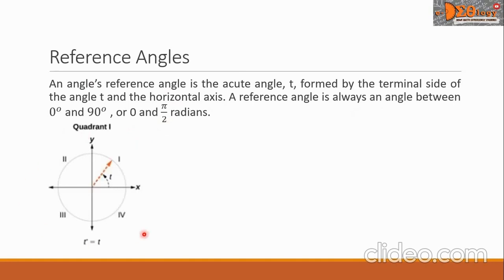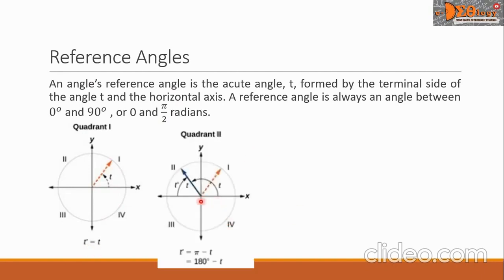This is the general picture of an angle in the first quadrant. In here, the reference angle is the same as the given angle. So we see here, the reference of T equals T.